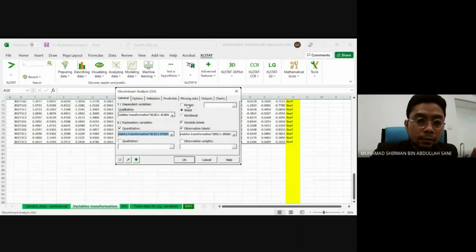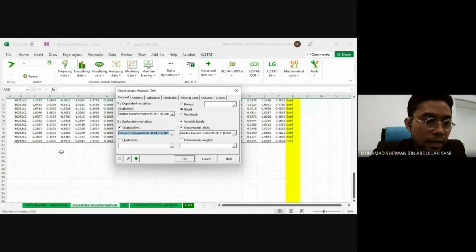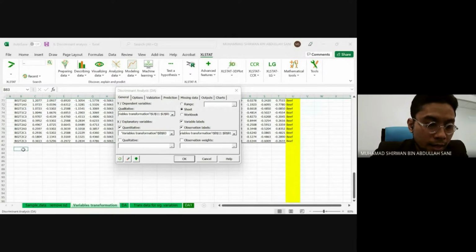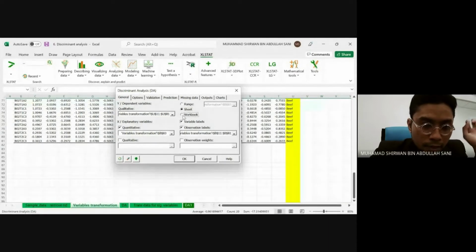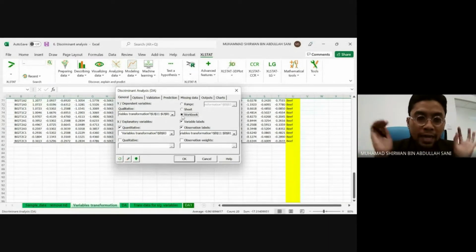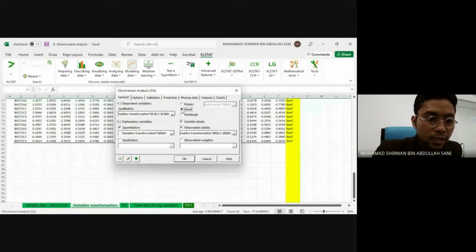Lupa nak sebut. If you click range, you can click any cell dekat bawah ni, below your Excel. So your result will appear at the place that you tick the range. If you choose sheet, your result will appear as a new sheet macam semalam lah. If you choose workbook, your result will appear in a new Excel file. So kita macam tak nak susah-susah, we go for sheet lah. So when we go for sheet, you will get a new sheet as a result, DA kat sini lah.